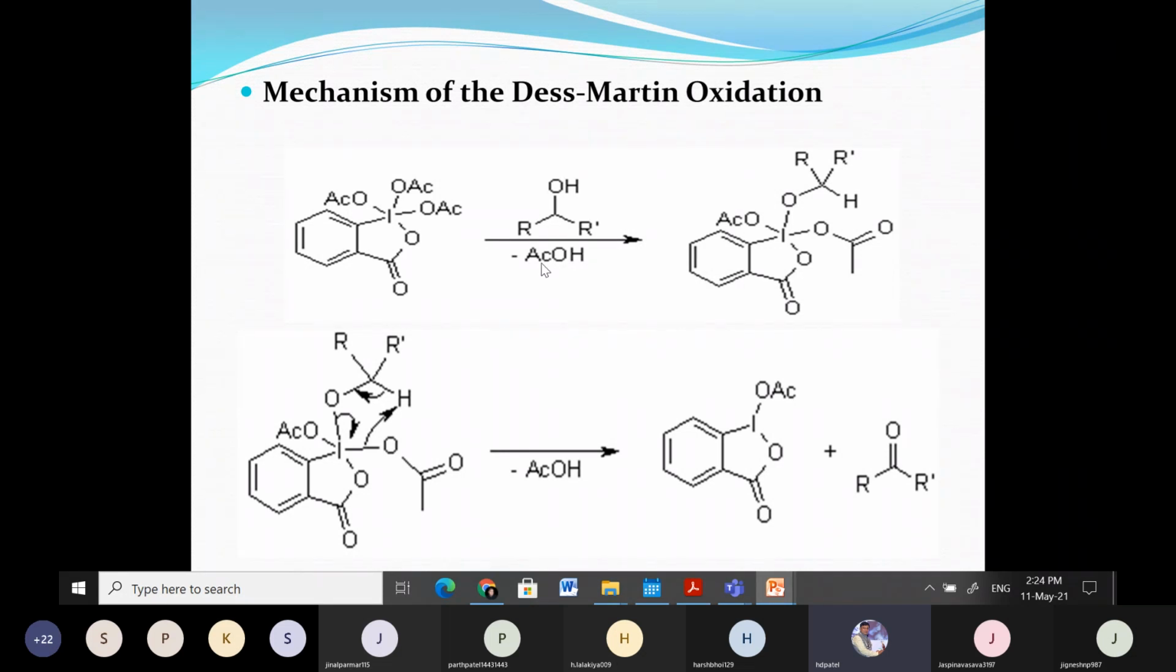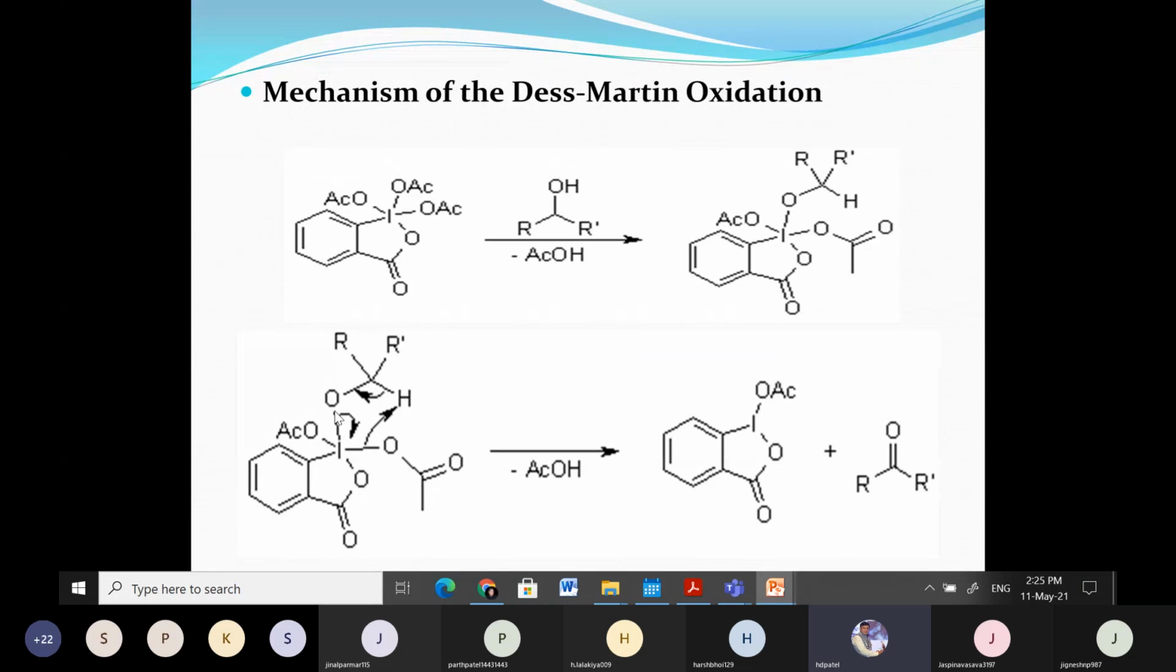When this AcOH is removed, the oxygen is attached with the iodine, and as a result we will get I-OCH R R dash. After that, only electron shifting will take place, and as a result another acetic acid will be eliminated. How does it take place?